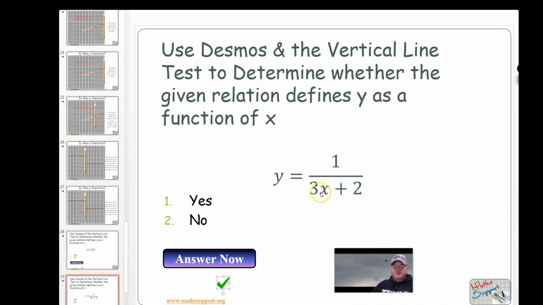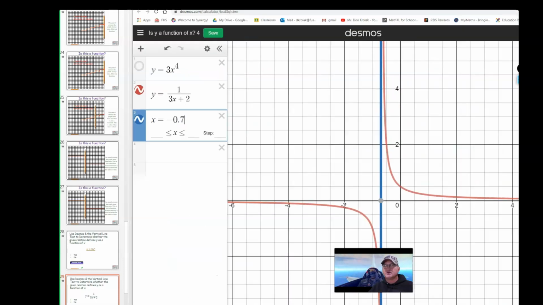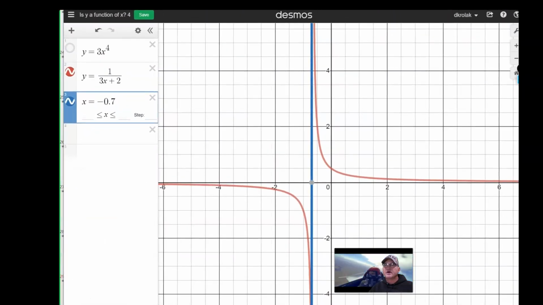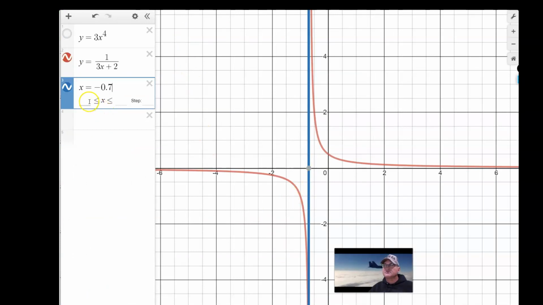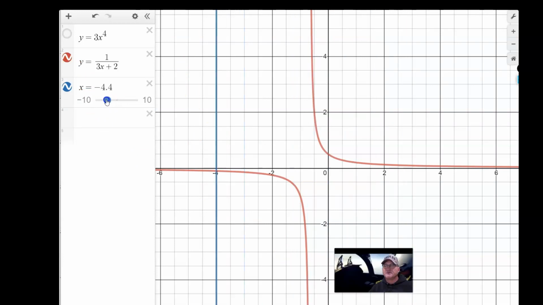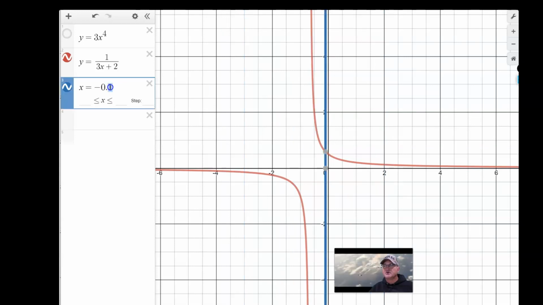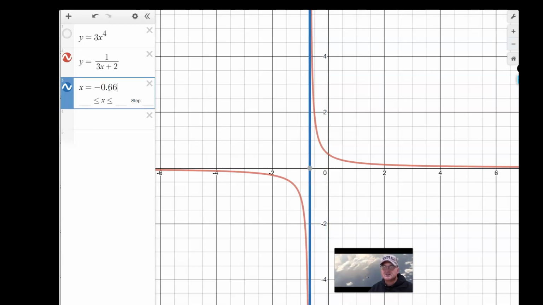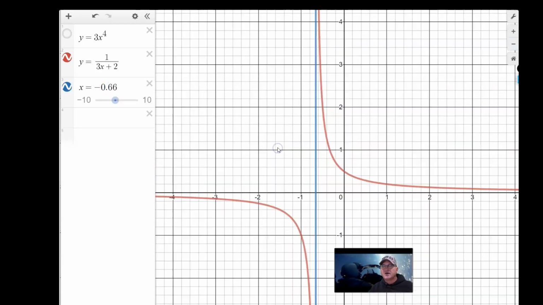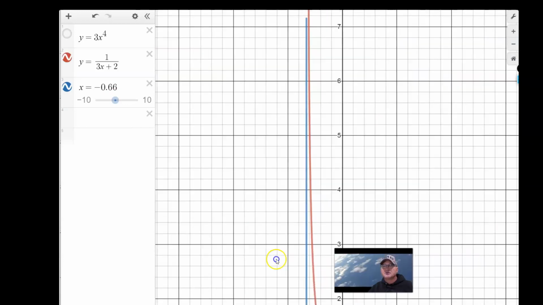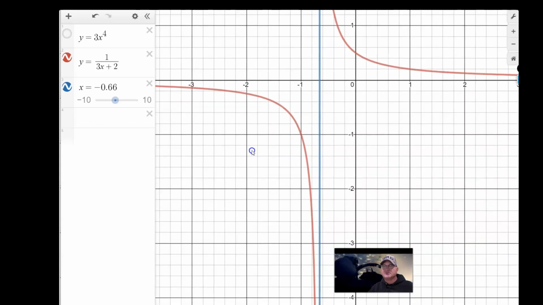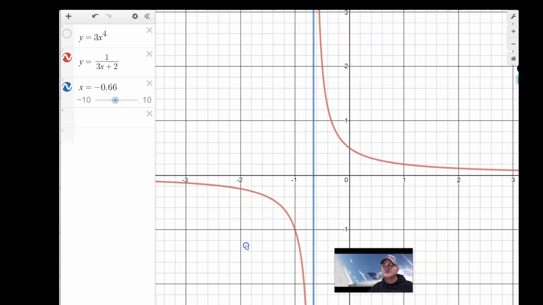Okay, now we've got a rational function. Well, it is a function because I just called it a rational function, but we have a relationship here. And when I put this into Desmos and take a look at it, it's the red graph. If I take this vertical line and slide it left and right, it only touches that graph once, even in this little space right here. That's about 0.66 it'll turn out. And that vertical line doesn't ever touch the red line because it's an asymptote. So even though it looks like it might, it does not. So this relationship is indeed a function.